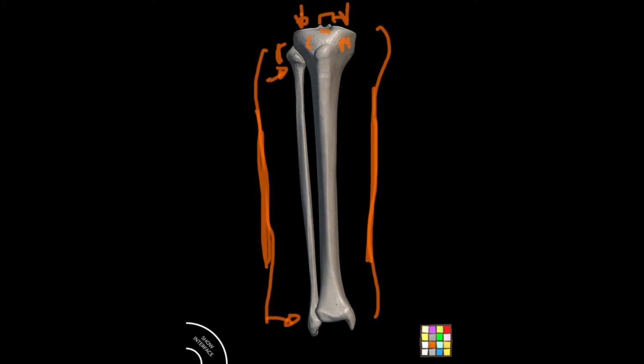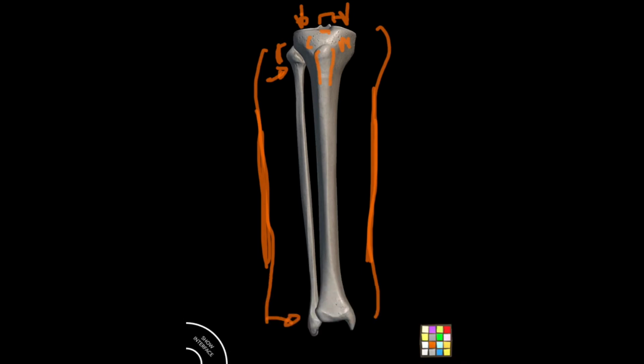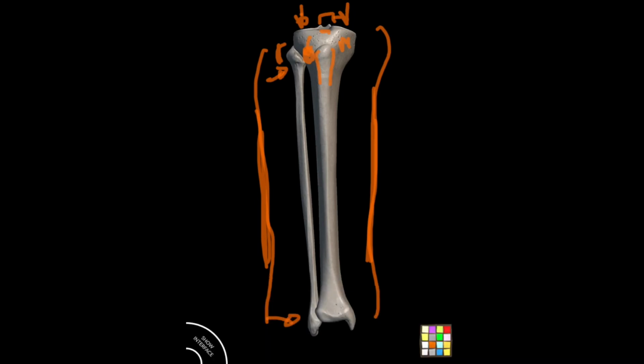In between the two condyles anteriorly is the prominent tibial tuberosity, which is the attachment site for the patellar ligament from the quadriceps muscles. And just lateral to this is another tubercle, the anterolateral tubercle, which is the site of attachment of the iliotibial tract.